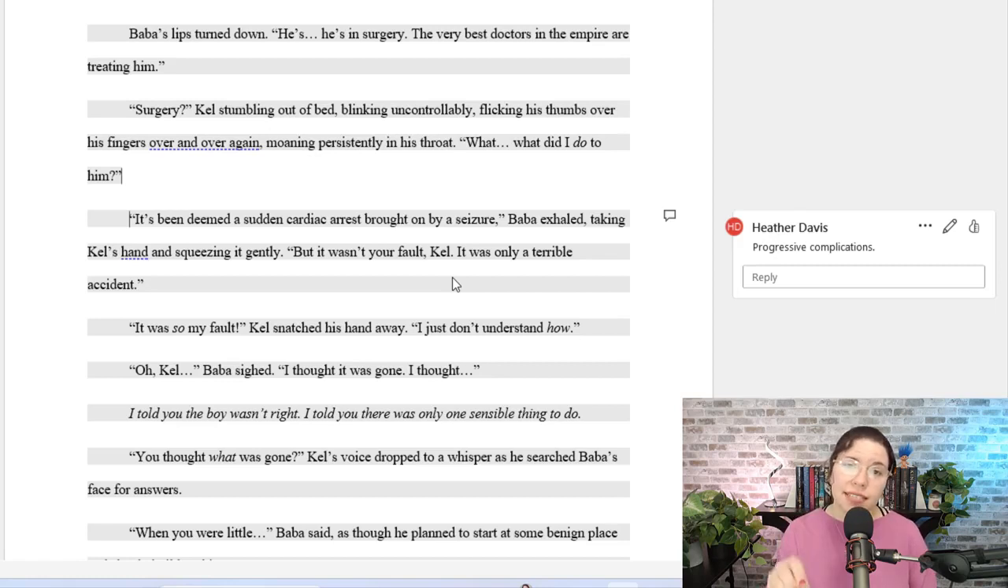Okay, this is where the progressive complications start. So up until this moment, all he knew was that Elistar collapsed. He had no idea he was in surgery. So now things are ramping up. They are escalating and complicating.